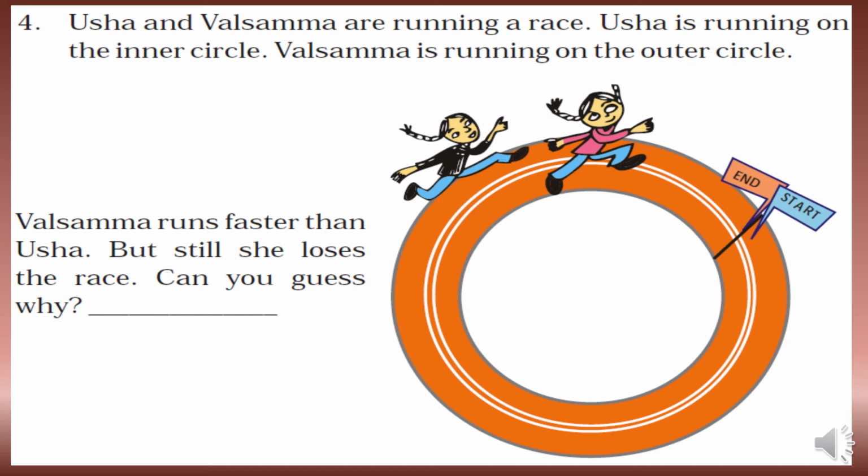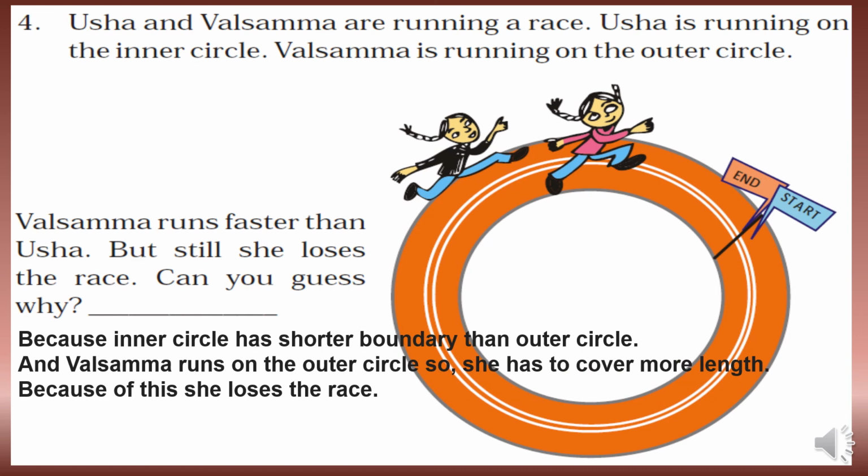Usha and Valsamma are running a race. Usha is running on the inner circle, Valsamma is running on the outer circle. See here in the picture you can see that. You can also see end and start board. So Valsamma runs faster than Usha, but still she loses the race. Can you guess why? Because the inner circle has a shorter boundary than the outer circle, and Valsamma runs on the outer circle, so she has to cover more length, and because of this she loses the race.